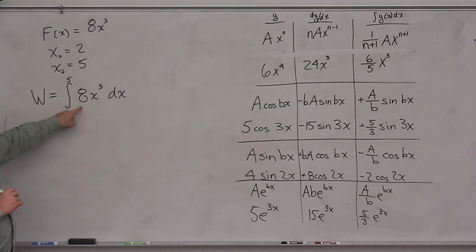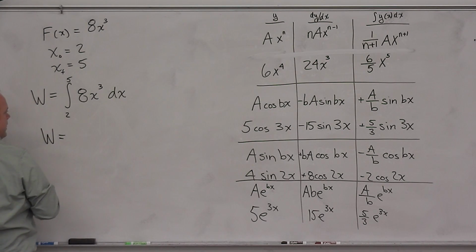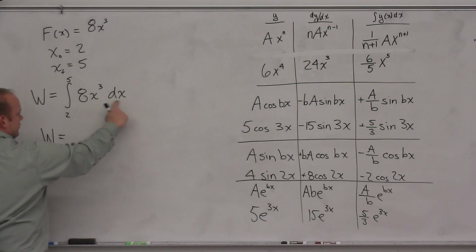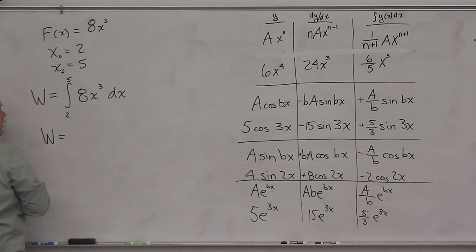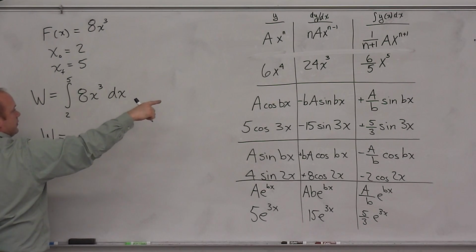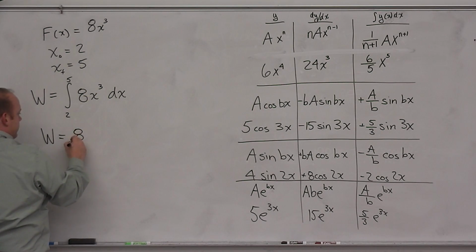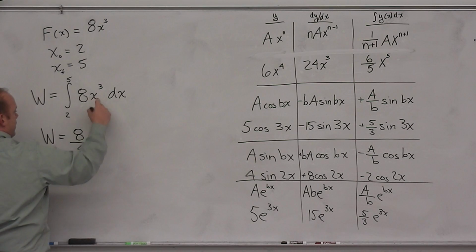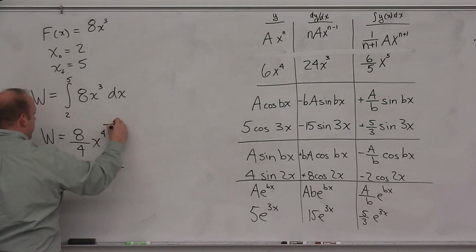So now, I take the integral of this. We don't worry about the 2 and 5 first. So the work, 8x cubed dx, the dx is just telling us what we're integrating over, which is x. Remember, it is the width of what we're dealing with. So think about what I had over there: your a is 8, your 1 over n plus 1, so this will be 4, so 8 over 4, x to the 1 higher power, which is the 4th. And now, here's where we introduce 2 and 5.